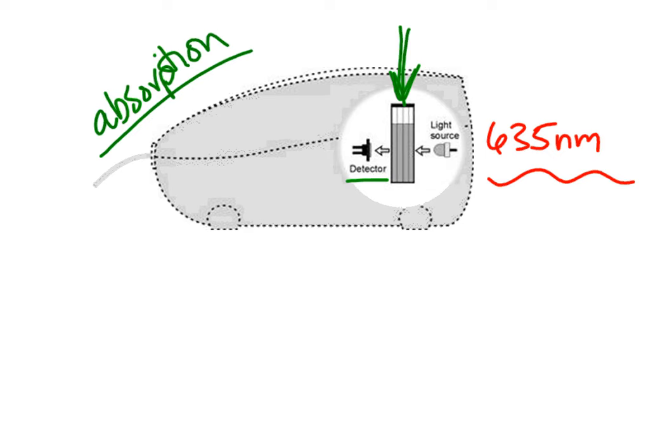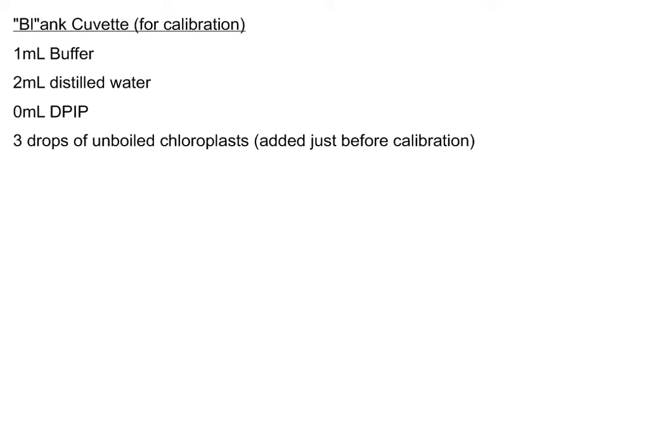Okay, so what's going to be in your samples? Your samples are going to include, you're going to have four cuvettes. Three of them are experimental, and one of them is a blank, and the blank is just for the calibration. Okay, so the blank, or what you'll indicate as a BL, is going to have a milliliter of buffer, which is just to regulate pH. You're going to have 2 milliliters of distilled water, and you will have no DPIP.